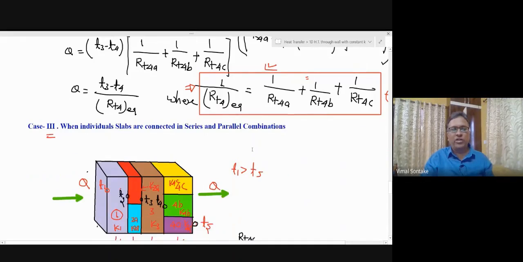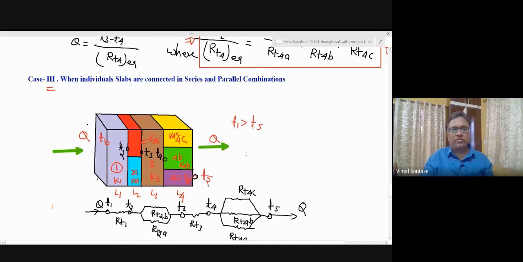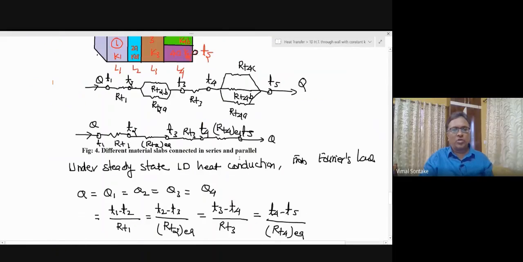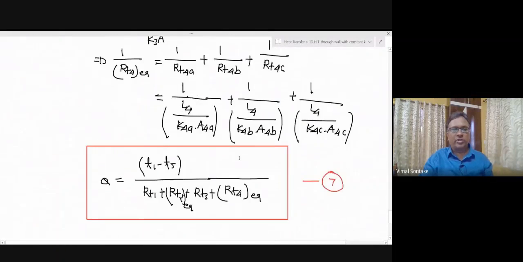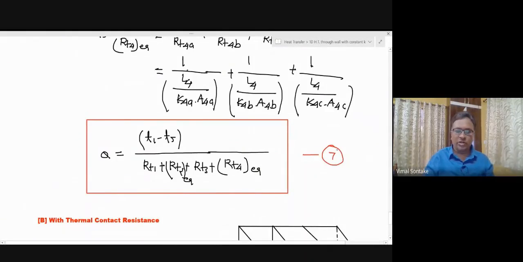And finally, we could calculate the expression of Q of heat conduction through composite wall where slabs are connected in series and parallel. So we could get the expression for Q in terms of equation 7. So this is a very important analysis.